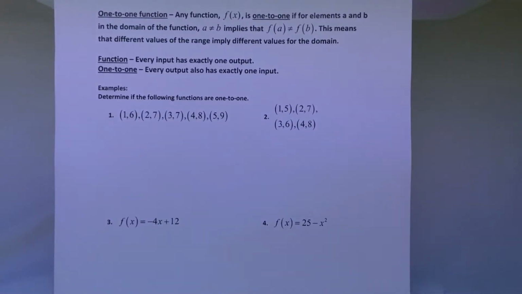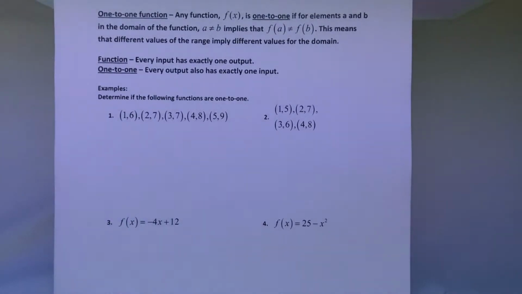Okay guys, chapter 4 starts with inverse functions. So we've talked about how you determine a function: every input has exactly one output, and the vertical line test. But functions can also have a special quality called one-to-one. A one-to-one function is basically not only does every input have one output to be a function, every output also has exactly one input to be one-to-one.